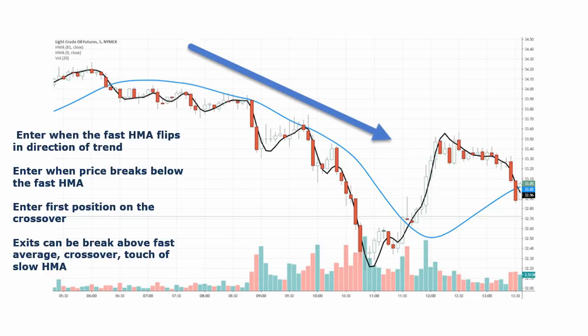We can enter, if we want, using crossovers on the first position in a trade, and then use the hooks in the HMA to add on. And for exits, we can use different ones. We can use a break above the fast average. We can use a crossover, or we can just use a touch of the slow HMA.